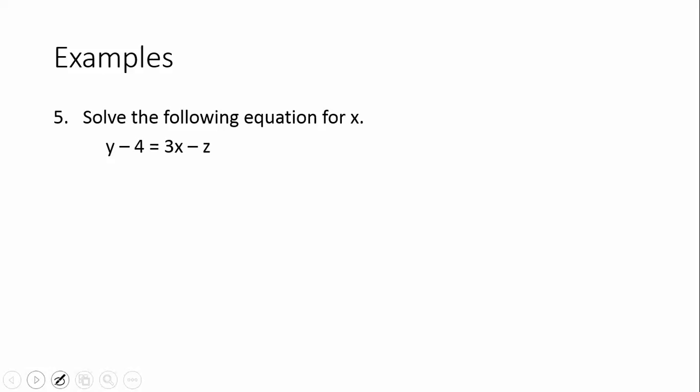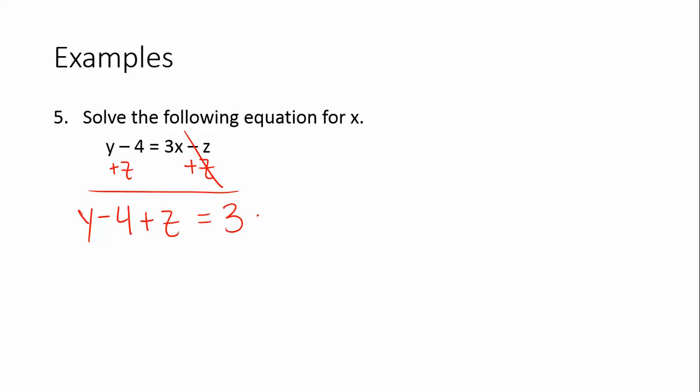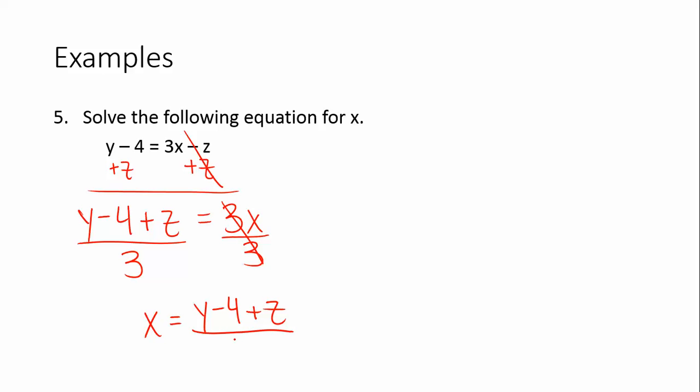Another example, if you'd like to pause the video here and try this one on your own, you're going to solve the equation for x. We see that x has a 3 being multiplied to it, and it has a z being subtracted from it. So we always want to take care of the inverse addition and subtraction first. That'll cancel on the right. So you have y minus 4 plus z, and it equals 3x. Now we divide both sides by 3. And we get that x equals y minus 4 plus z, all over 3. It's okay to leave it just like that because we do have the equation solved for x.